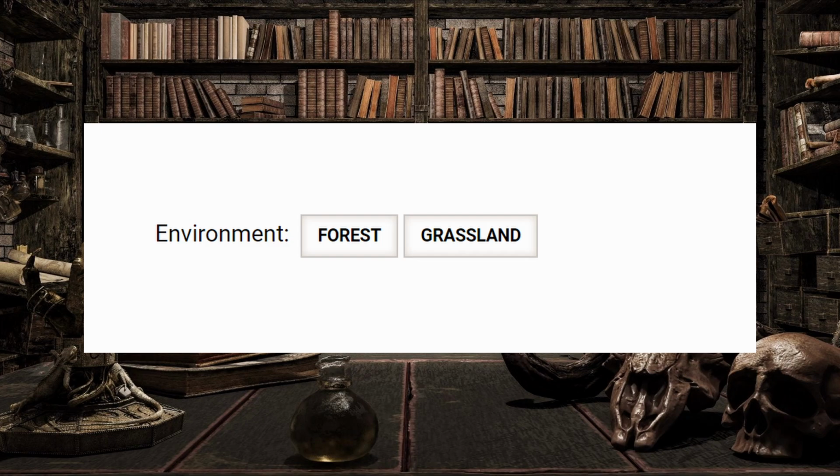Lastly, we have their environment tags. When using digital resources, we can see that Ankhegs are largely found in forest and grassland areas.